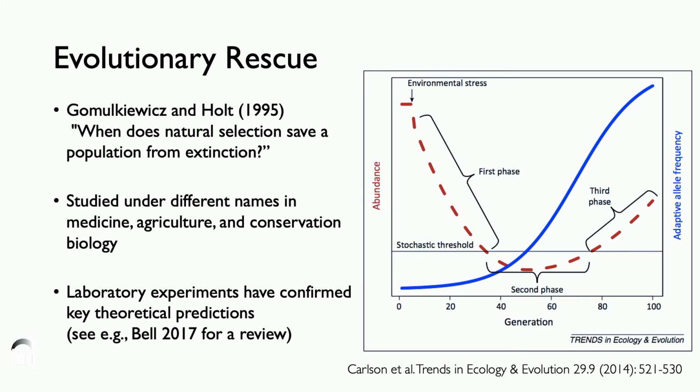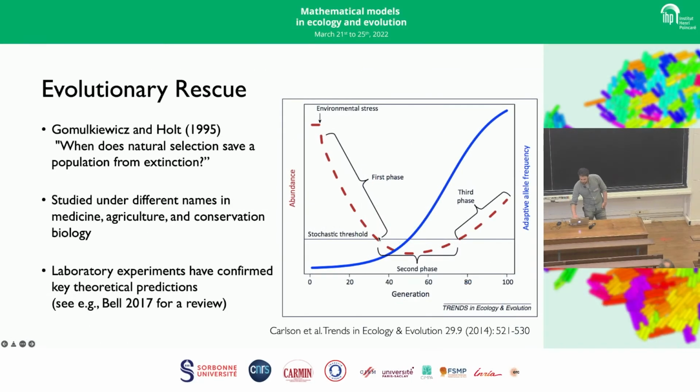And, well, the goal of applying antibiotics is to kill bacteria. But what can happen is that a new mutation appears that rescues the population from extinction. So this would be this blue line here, and this then leads to this transition phase where we have a switch in the population dynamics and then an increase again. So this has been studied under quite a couple of different names in medicine, agriculture, conservation biology, and yes.